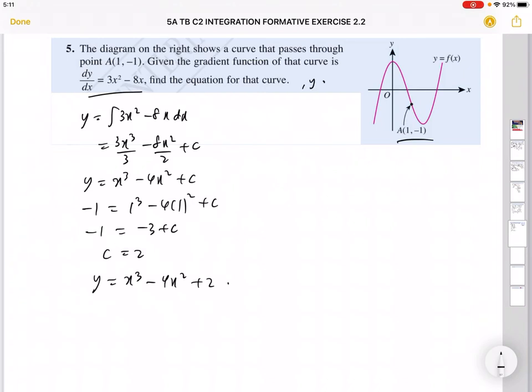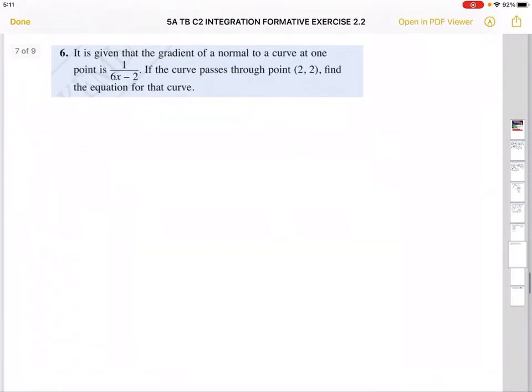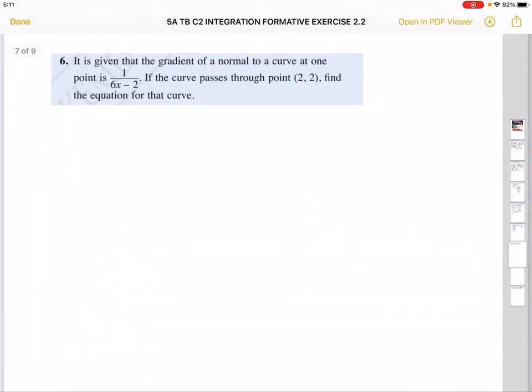Okay, so that is question number 5. Moving on to question number 6. Now it is given the gradient of the normal of a curve at one point is 1 over 6x minus 2. Now remember, gradient of tangent is your dy dx.